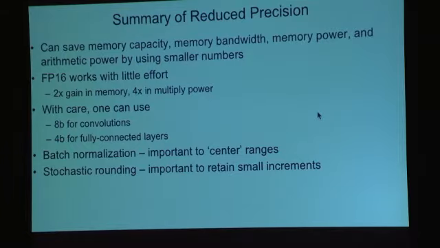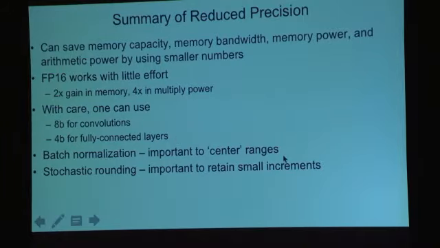32-bit floating point works great, but it's more expensive than what you need. Floating point 16 is just a really good choice in a lot of ways because it just works. It has the dynamic range of a 32-bit fixed point number, but you get a 2 times gain in memory and a 4 times gain in multiply power. If you're really careful, you can actually get things down to 8-bit weights for convolutions and 4-bit weights for fully connected layers, and I'll talk about that in the next section.